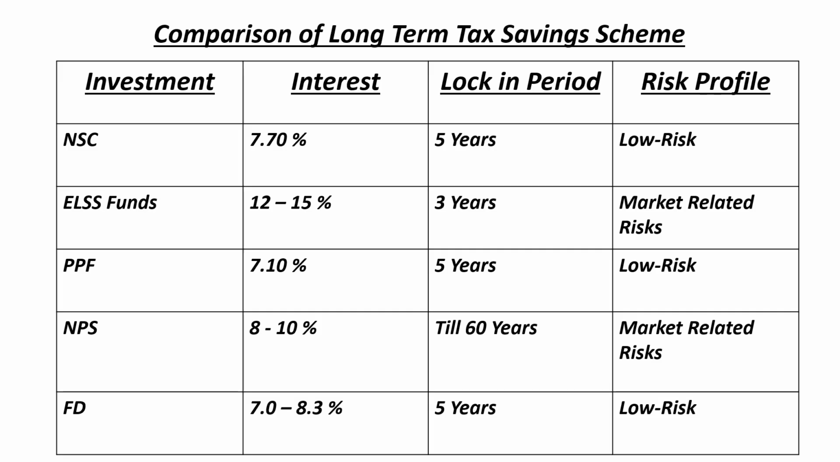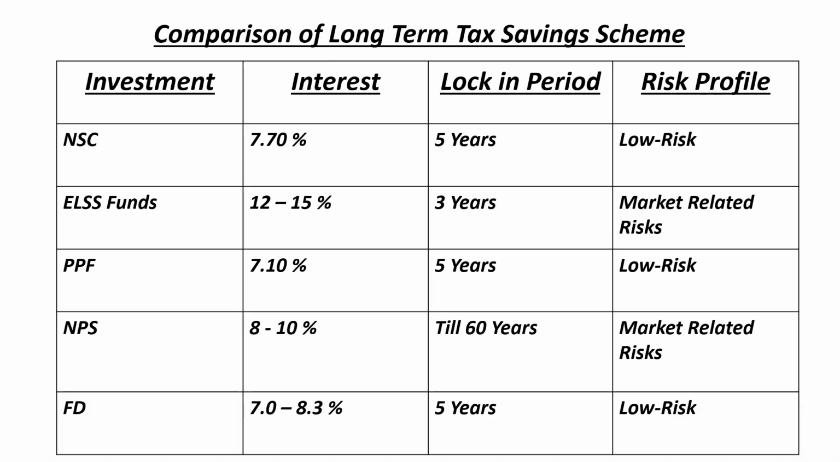Let us see a comparison of investment in long-term tax savings schemes. Investment in National Savings Certificate issued by post offices. The interest rate is 7.7% at present. The lock-in period is 5 years. Risk associated with NSC is very low. Investment in equity-linked savings scheme funds. The return so far is between 12 to 15%. The lock-in period is 3 years.